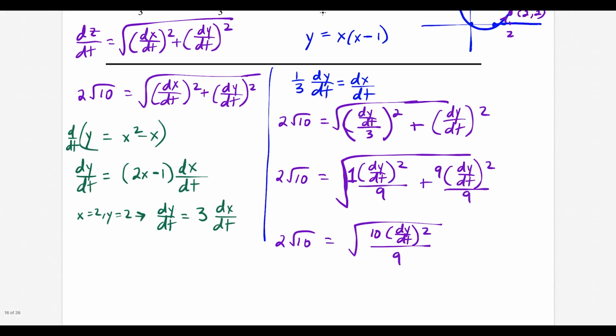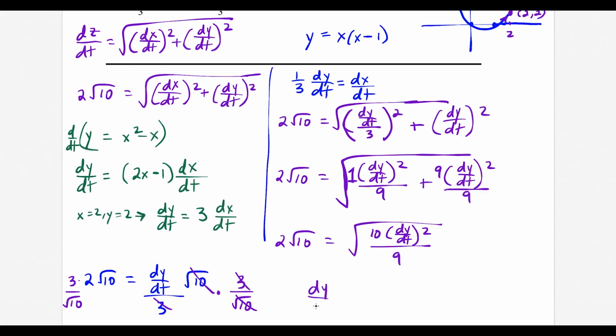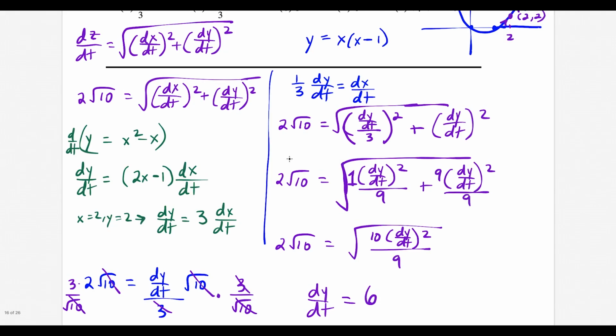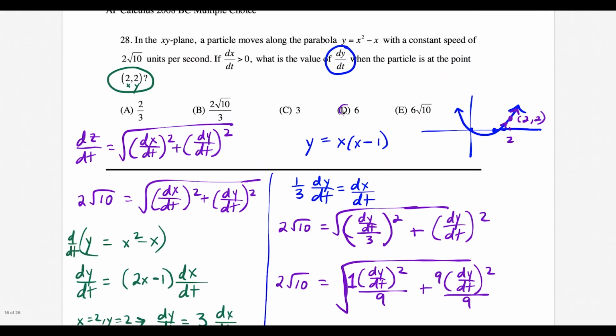So now we're going to take the square root of whatever we can. This is going to give us 2 radical 10 equals, and the square root of 10 isn't going to go anywhere, but the square root of dy/dt squared is dy/dt, and then the square root of 9 is 3. The square root of 10 cannot pop out, so it's just going to stay as the square root of 10. And now, right away, what I see is we could multiply both sides by 3 over radical 10. On this side, everything cancels except dy/dt, which is what we want. So we have dy/dt equals, and on this side, radical 10 cancels, and 3 times 2 is equal to 6. So our answer, dy/dt, is going to be equal to 6.